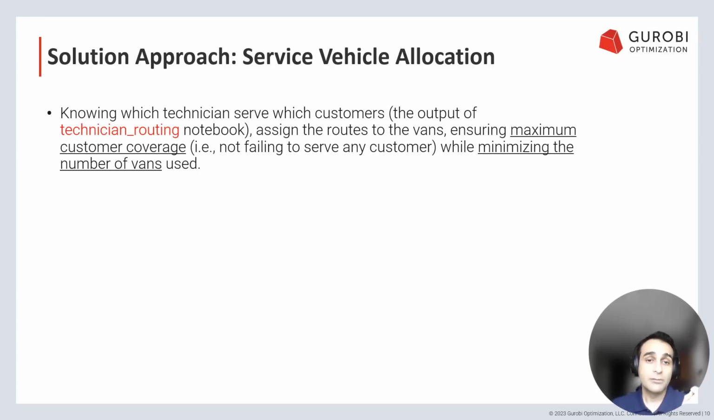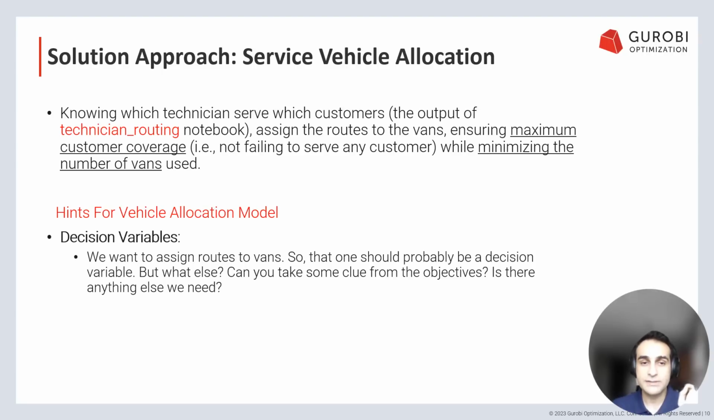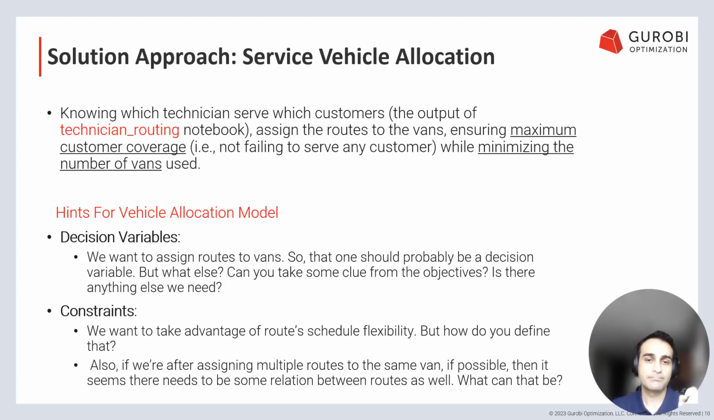All right, before we formulate this problem together, I want you to take some time and think about the model yourself. You know your objectives, but what are your constraints? What are your decision variables? All right, let me give you a few hints. You want to assign routes to vans. So that one should probably be a decision variable. But what else? Maybe you can take some clue from the objectives of the model. What can be the constraints here?